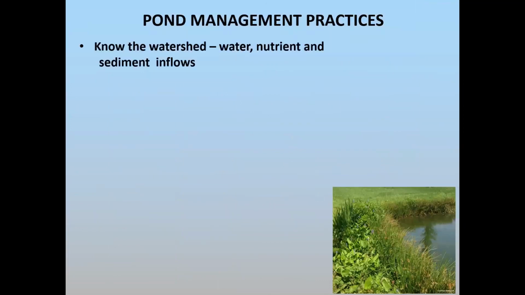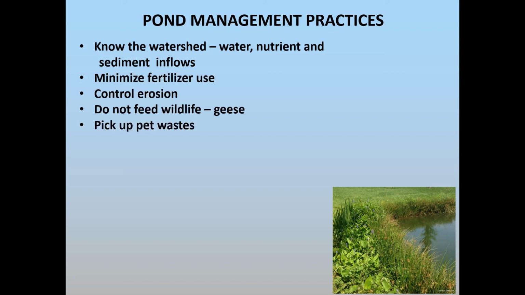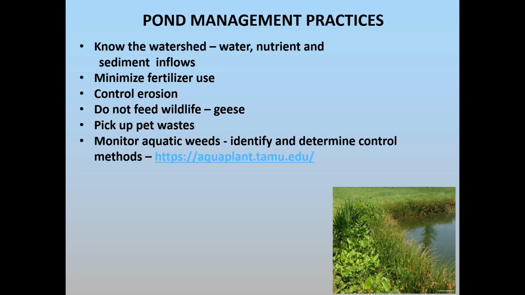So just to review some of the pond management practices, as I mentioned: understand your watershed, understand the nutrients, try to control those, minimize fertilizer use. Any erosion around the pond is adding not only sediment, and that sediment has nutrients in it, so plant turf or other plants around that. Don't feed the geese. Even in a community area, picking up pet waste can help reduce nutrient inputs in the pond. And then, look at the pond and monitor what type of aquatic plants you have.